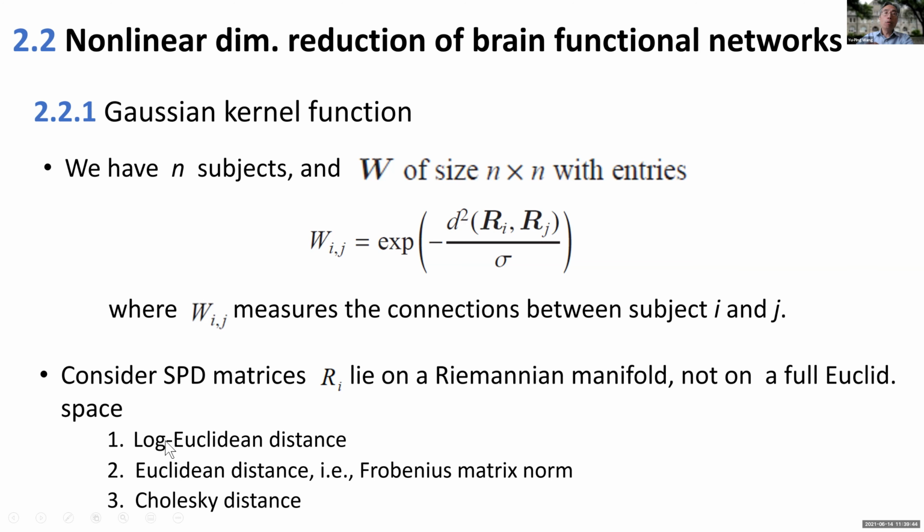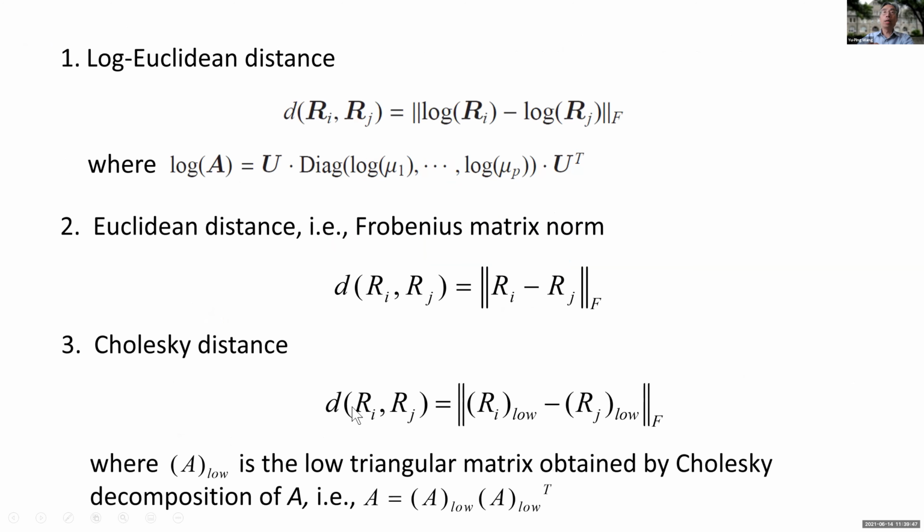There are three ways that we can use to define the distance. The first one is the log-Euclidean distance, which is based on the SVD decomposition of the semi-positive definite matrix R, and we take the log of the diagonal eigenvalue matrix. The others are based on the Euclidean distance and also the Wasserstein distance.